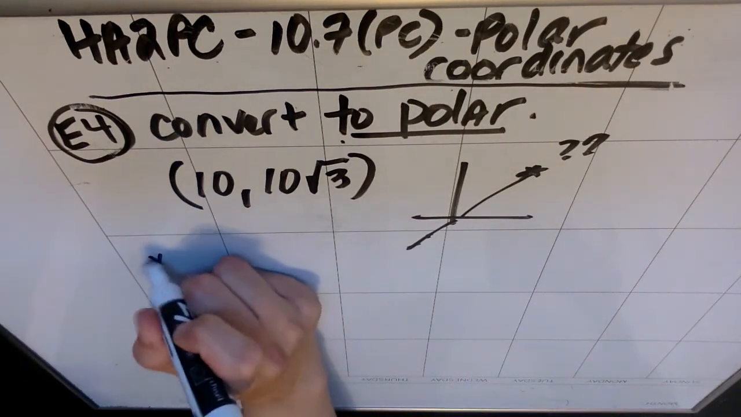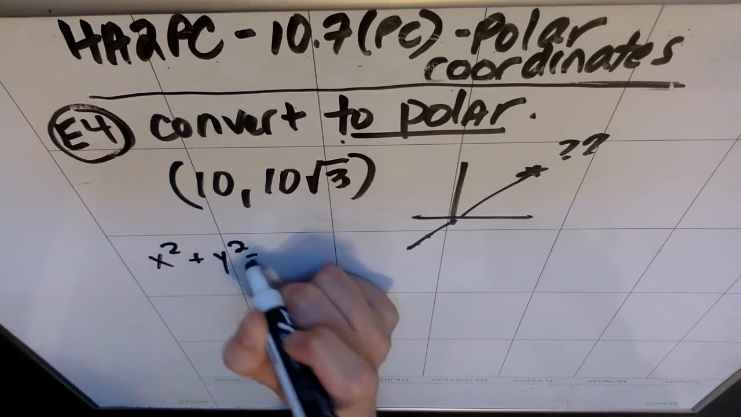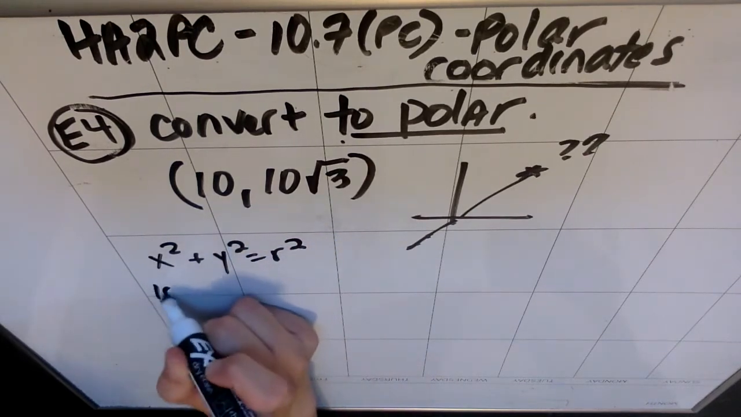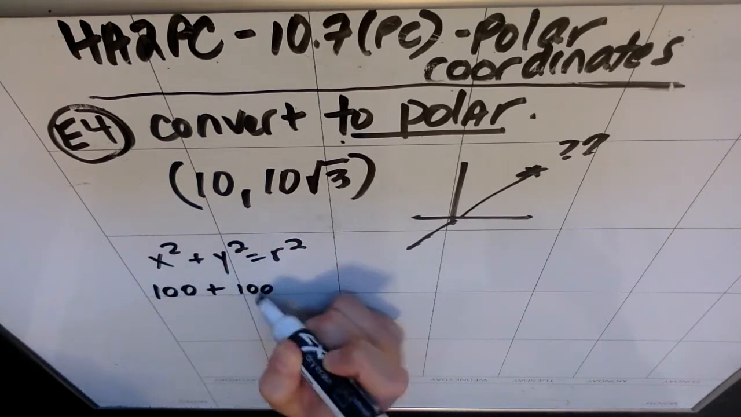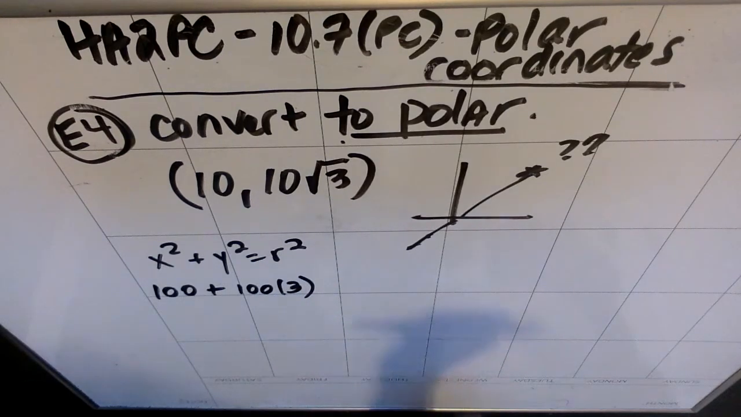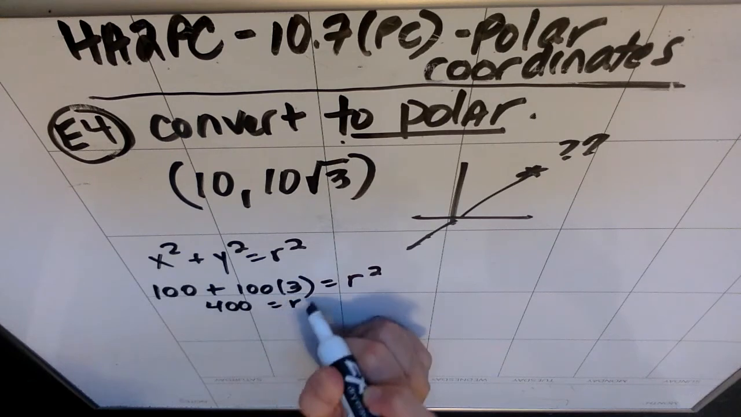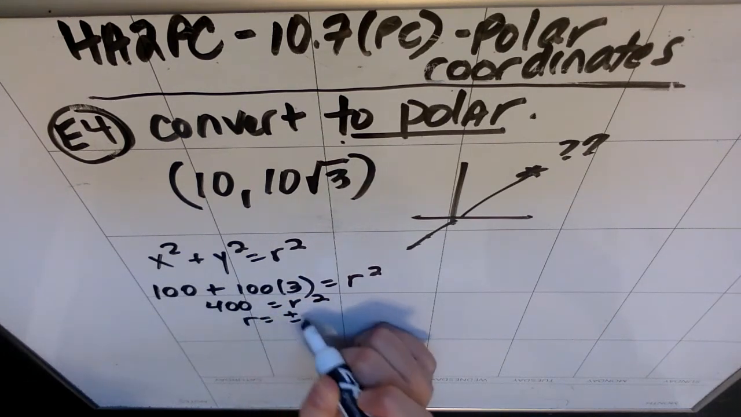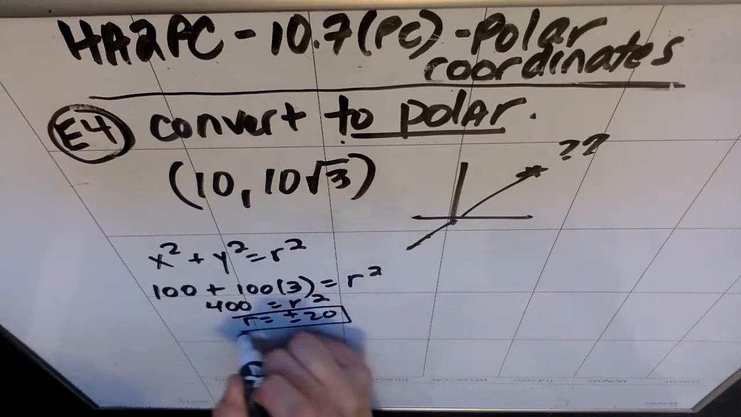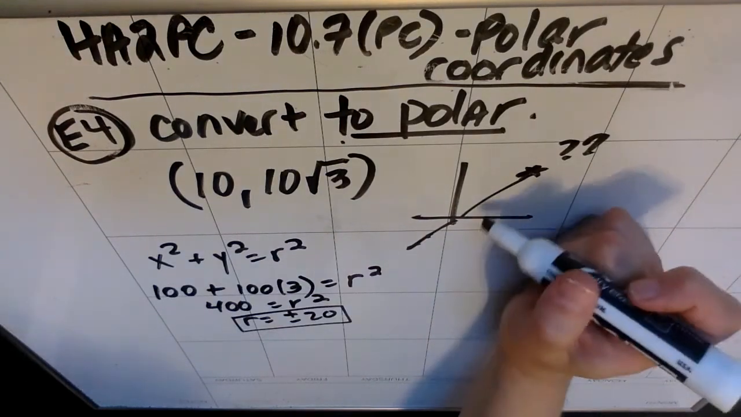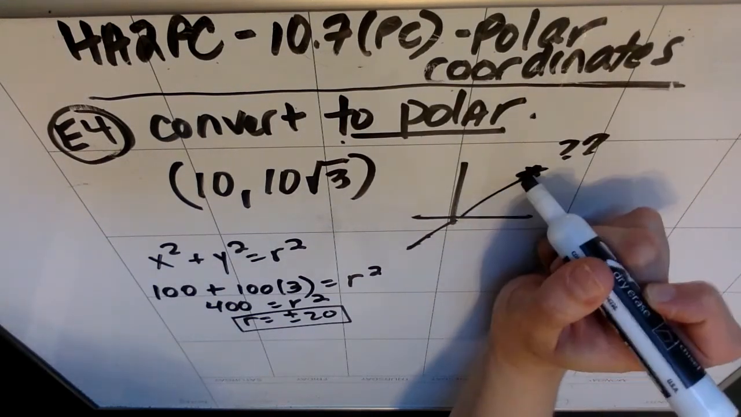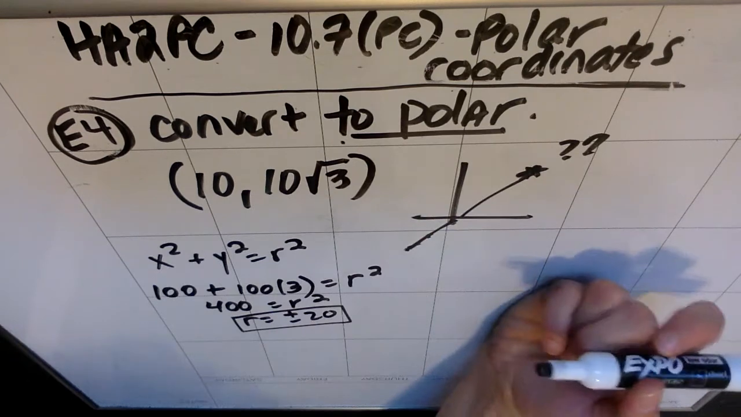So let's start by using x squared plus y squared equals r squared. So it's going to be 100 plus 100 times 3, because both the 10 and the root 3 are squared, equals r squared. So 400 is my r squared. So my r is plus or minus 20, because that's the square root of 400. So that's great. If I pick this angle, I'm going to use r as 20. If I pick this angle, I would use r as negative 20.